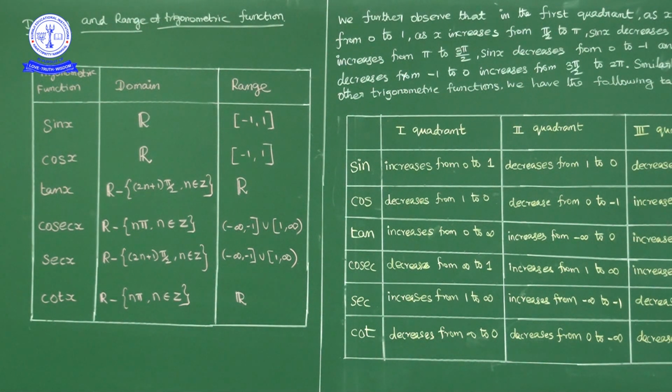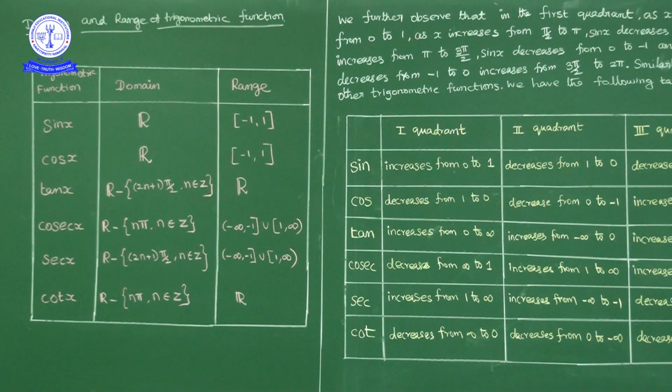Next, secant x. Secant x is the reciprocal of cos. Secant x is equal to 1 upon cos x. So secant x is defined whenever cos x is not equal to 0. Cos x is 0 for odd multiples of pi by 2, like cos pi by 2 is 0, cos 3 pi by 2 is 0, cos 5 pi by 2 is 0, cos of minus pi by 2 is 0, cos of minus 3 pi by 2 is 0, cos of minus 5 pi by 2 is 0.